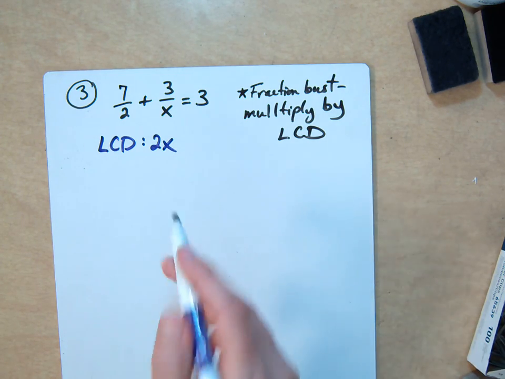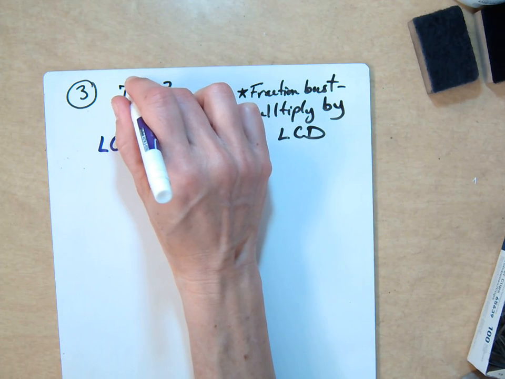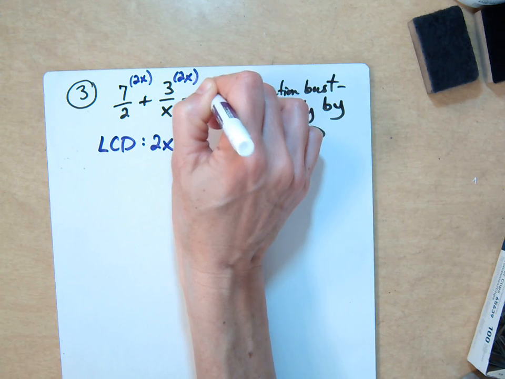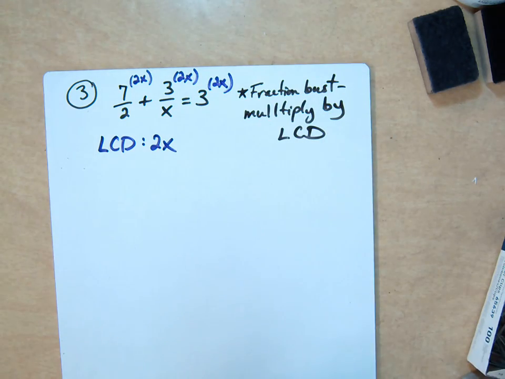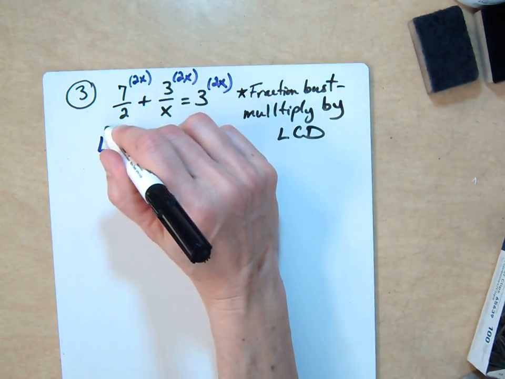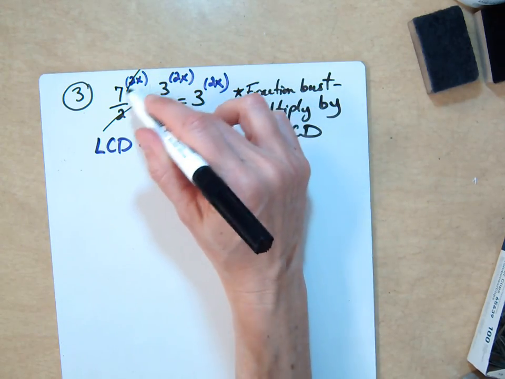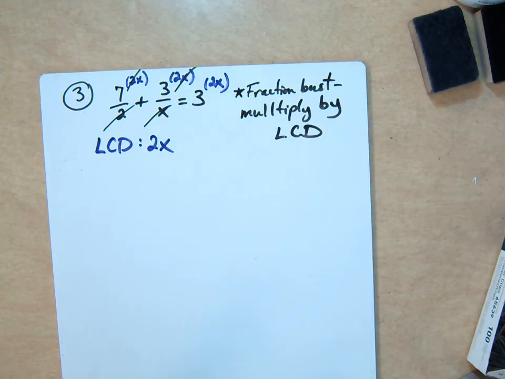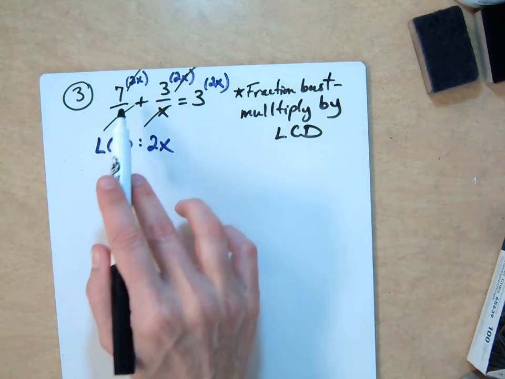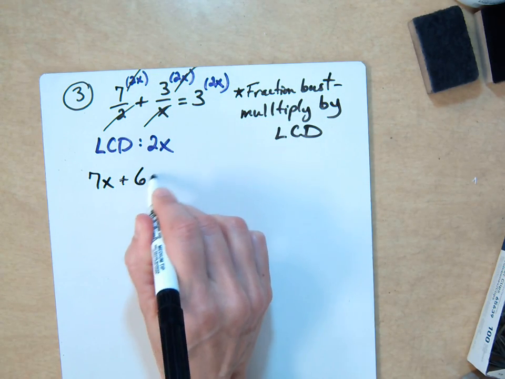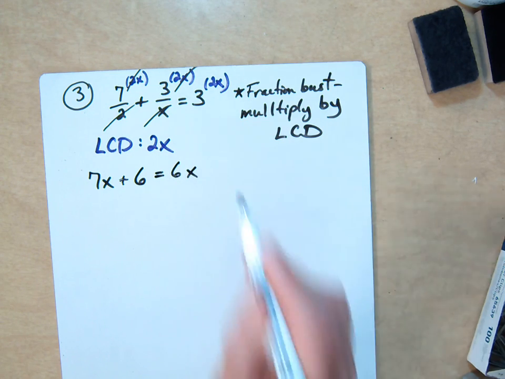So watch what happens. Take this equation and multiply everything by 2x. Just distribute 2x. As long as you do the same thing to everyone, you're being fair. That's just multiplying both sides by 2x. And now watch. All your fractions get canceled. The 2's go away here, so no more fraction. The x's cancel there, no more fraction. And what's left over is a very nice equation. 7x plus 6 equals 6x.